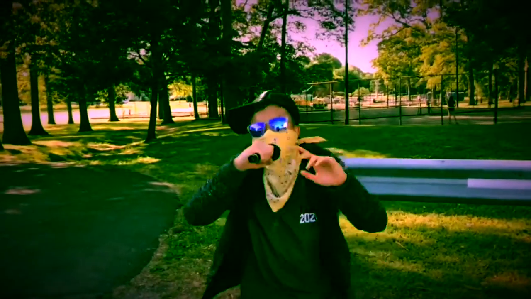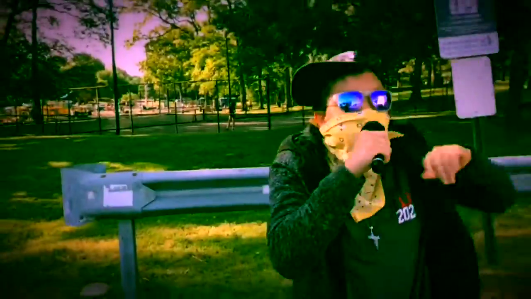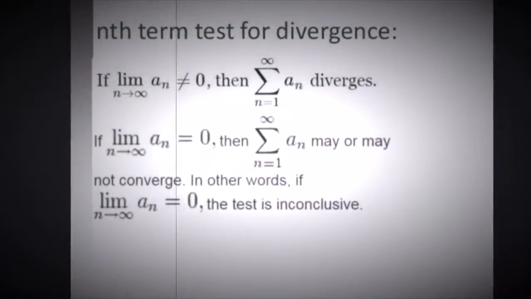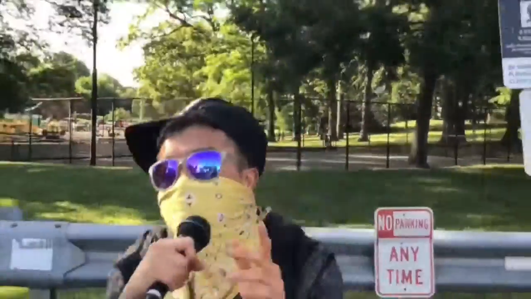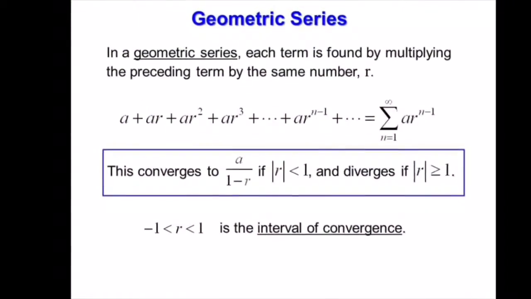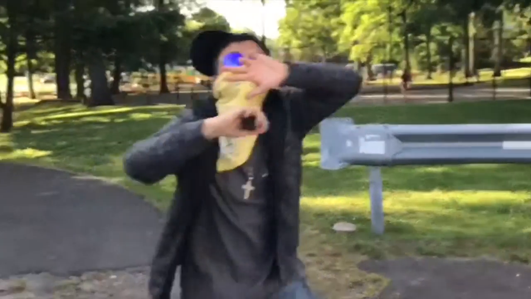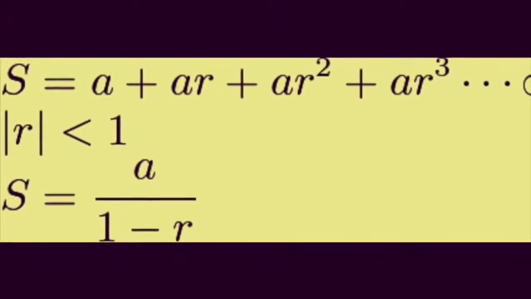For sequences and series, there are tests to see if they will converge or diverge from a finite value. Use the best test for convergence or divergence. Nth term: if the limit as n approaches infinity doesn't equal 0, it diverges. Geometric series: if the absolute value of the common ratio r is less than 1 it converges, and if it is greater than or equal to 1 it diverges. To find the sum, know that s equals a over 1 minus r.